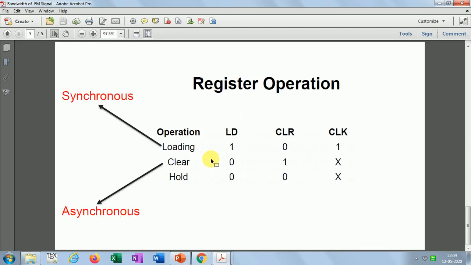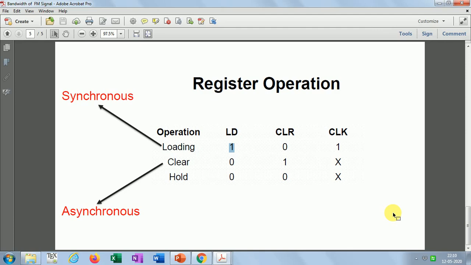So now let's summarize how the register works. Here you can see that basically three operations can be done. One is loading, another is clear, and another is hold. Now what is the loading operation? That is pretty simple. We can load the parallel data into the flip flops in the register. That is possible when the load input is 1. When the load input is 1, the data in the four parallel inputs are transferred into the register with the next positive edge of the clock.